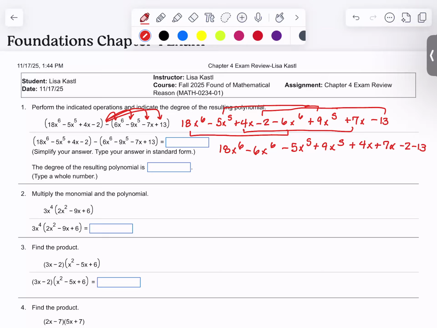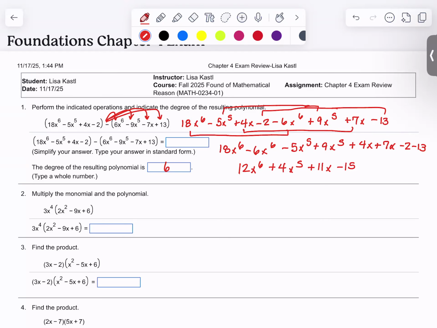18 minus 6 is 12x to the 6th. Minus 5 plus 9 is plus 4x to the 5th. 4x and 7x, that gives me 11x. And minus 2 minus 13 is minus 15. The degree of that resulting polynomial is 6. The degree is the largest exponent on any one of the terms.